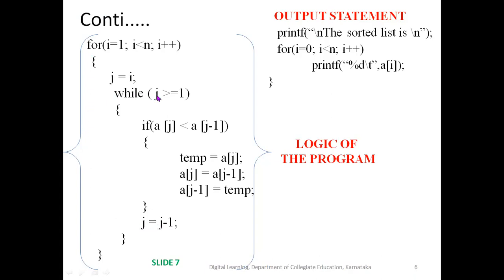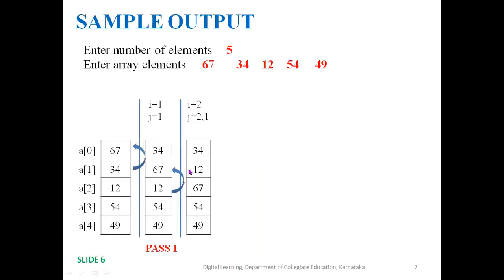Now again the condition will turn out to be true because j is 1. So 1 is greater than or equal to 1. It is true. So that means a of 1 and a of 0 is going to be compared. So is 12 less than 34? Again, it is true. So what happens? These two elements have to be swapped. Now after swapping, the list is going to appear like this. So that is the end of the loop or the pass, which we call as pass 2.